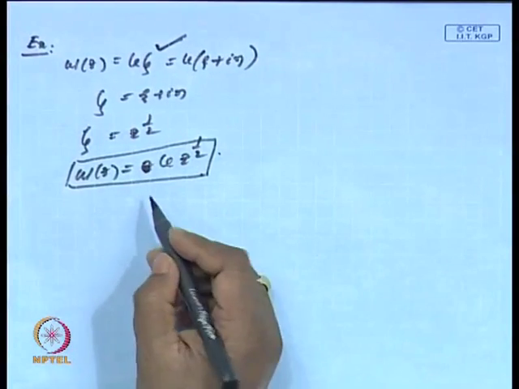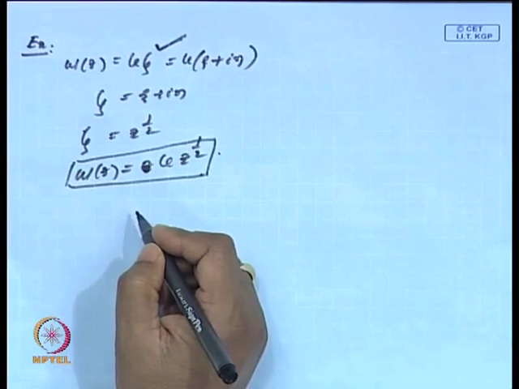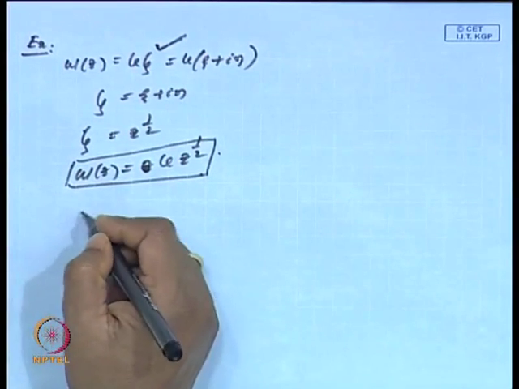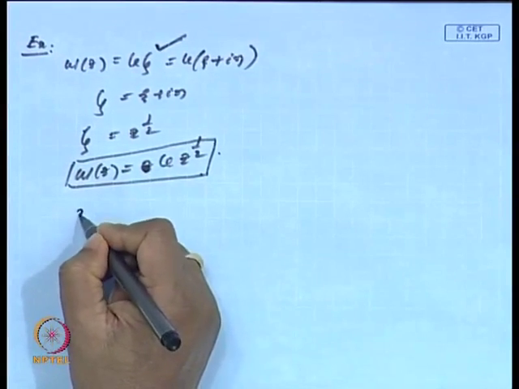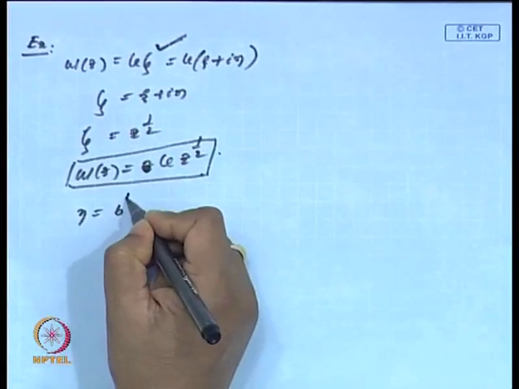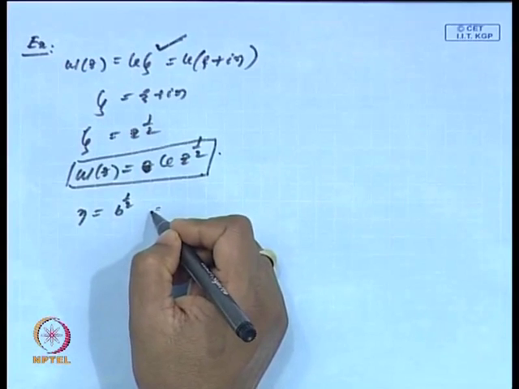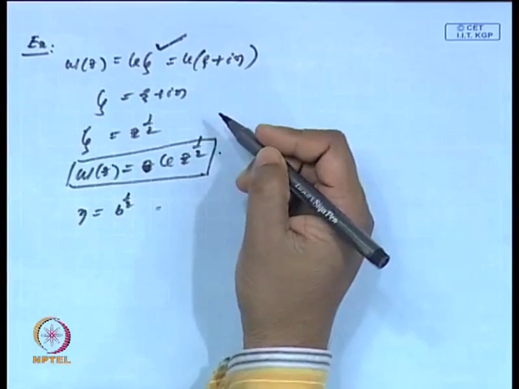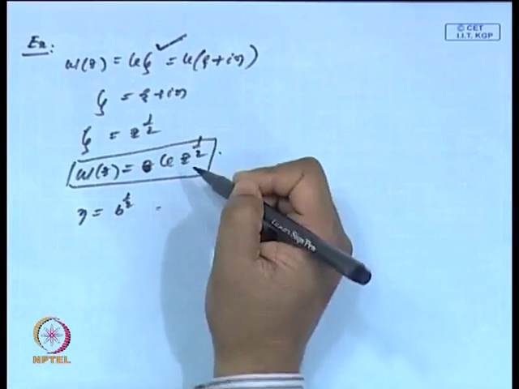Now, if you look at this one, let us see what happened. Suppose, what will happen when eta is equal to b to the power half? If eta is b to the power half, so from here zeta is z to the power half.